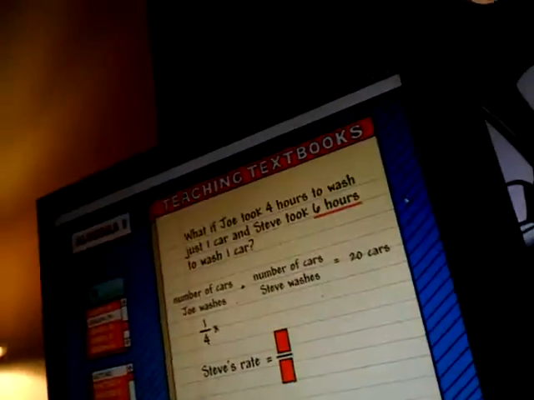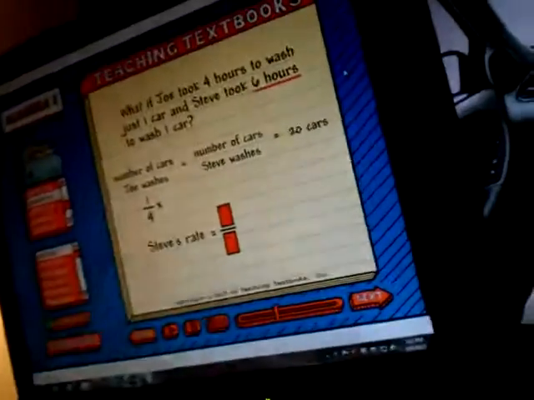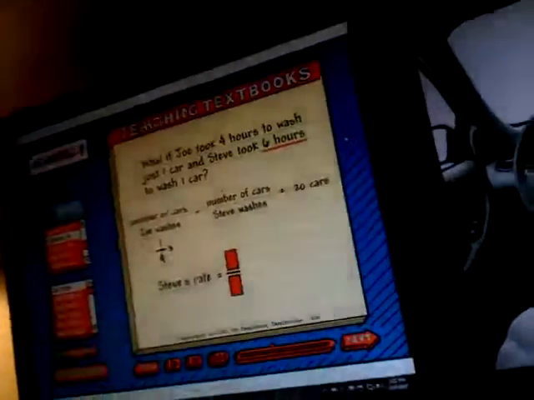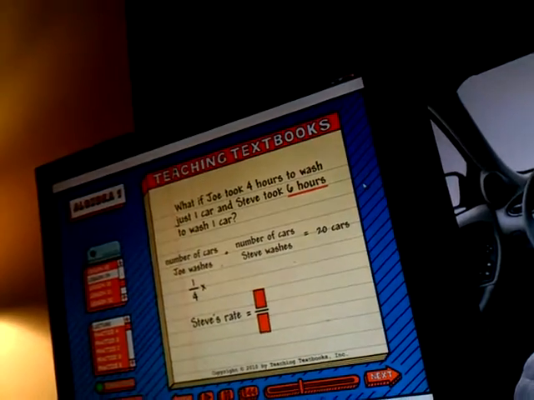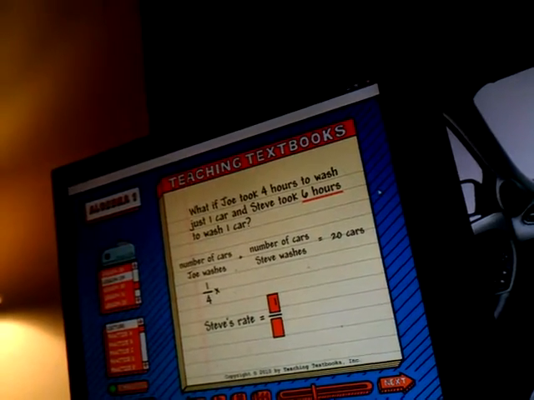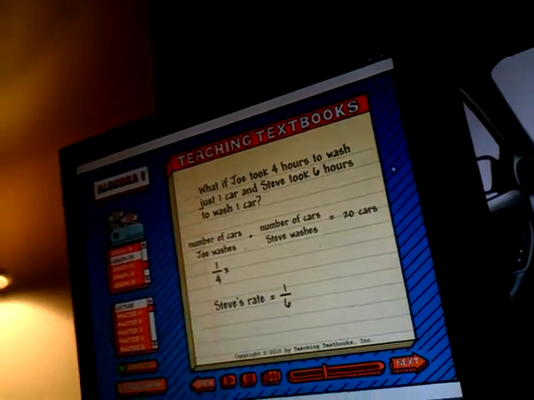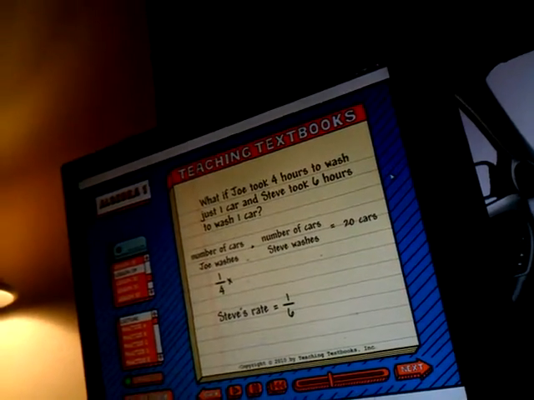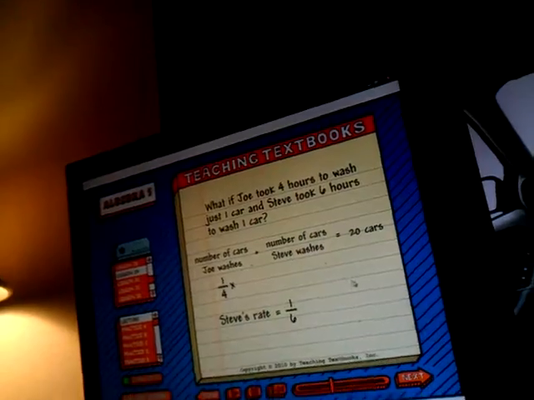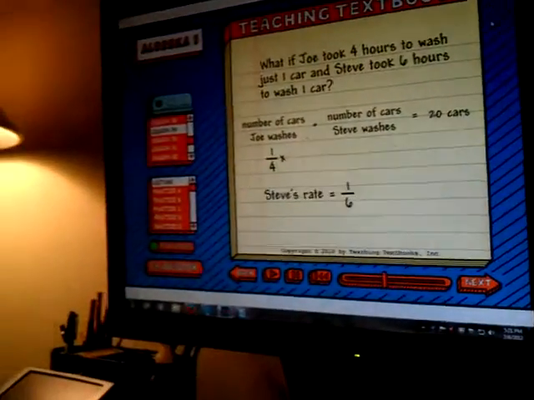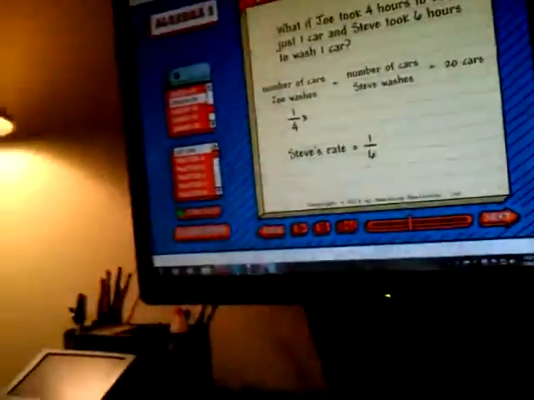So for Steve, it says it took 6 hours to wash one car. So divide 6 hours by 6 to get 1 hour. You do the same thing: you divide one car by 6 and you get 1 over what? 1 divided by 6, so it's 1 on top and a 6 on bottom. Nice. So Steve's rate is 1/6 of a car per hour. And when we multiply 1/6 by X, the amount of time that he's going to work, we get 1/6 X for the number of cars that he'll wash in X hours.